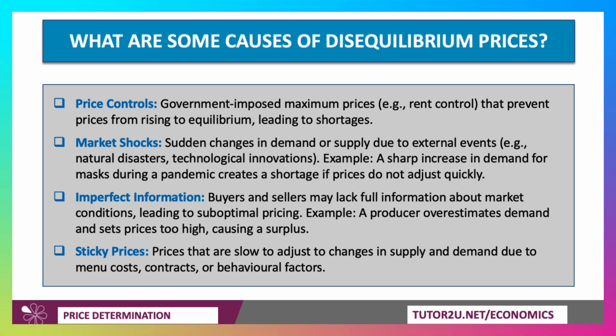We can get disequilibrium because of imperfect information, so buyers and sellers may lack the full, complete information about market conditions. A producer, for example, might overestimate demand and set prices too high, causing a surplus. And if you've studied Keynesian economics, you'll come across the idea of sticky prices. It's just the case in markets that prices are often very slow to adjust to changes in supply and demand. There are costs involved in changing prices, menu costs, for example. Contracts are enforced and have to run their natural life. Behavioural factors can cause sticky prices in markets.